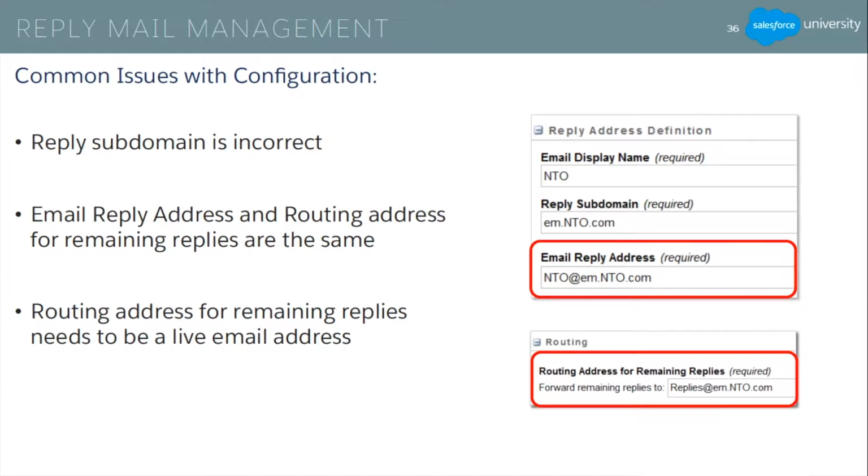As we go through reply mail management configuration, frequently people will have trouble because they don't have the right subdomain, or their routing address for the remaining replies is exactly the same as the reply email address. The other is the routing address has to be a real address in order to send those messages onward. So most of the time a support inbox gets those, for storage or for review.